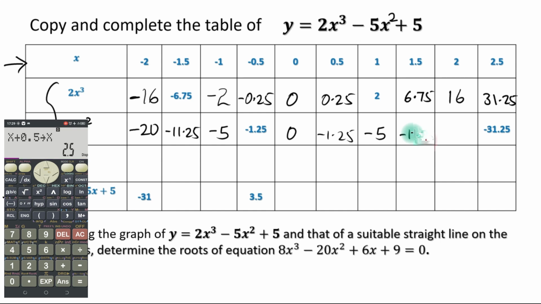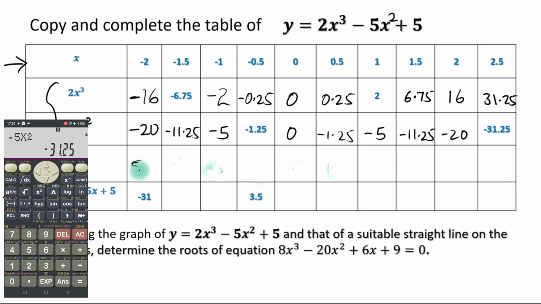We already have the other one. I just confirm that it's minus 1.25. And lastly, this is the constant value, so 5, just 5, all the way across.